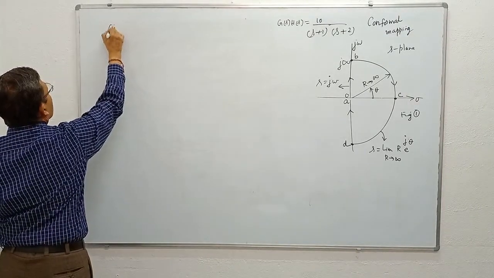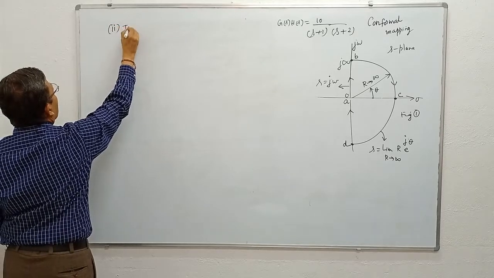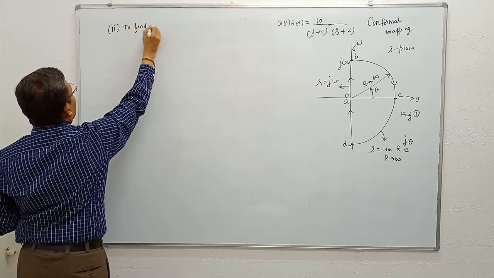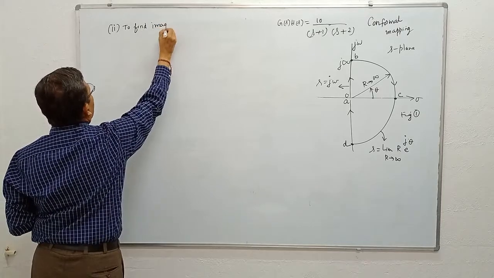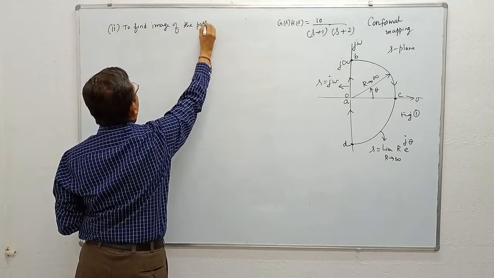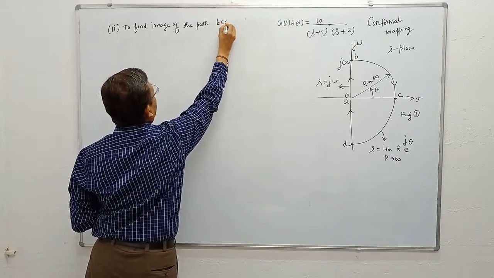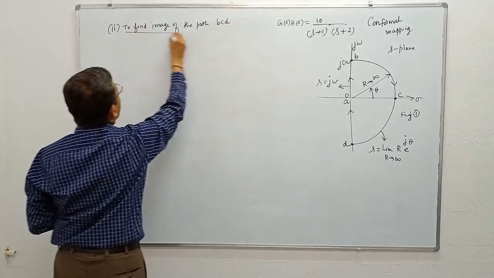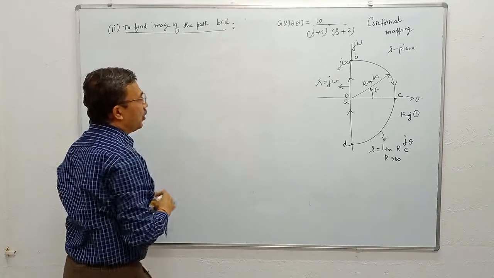Section 2, to find the image of the path BCD. What is the equation of path BCD?